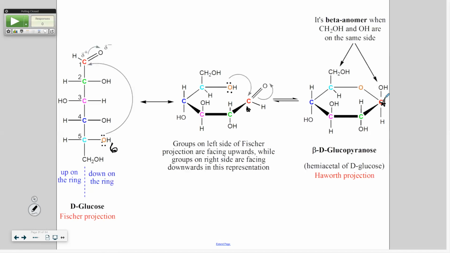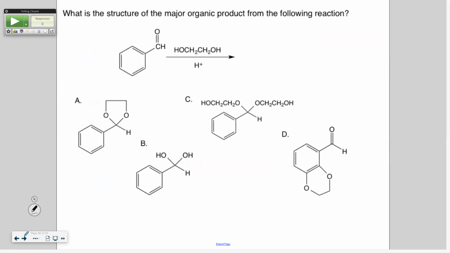Yeah, this is going to be nice and stable, even though it's a hemiacetal, because it's a ring, that makes it stable. It kind of wants to do that because it's intramolecular. I'm not going to make you draw any of them. I just want you to know about it.